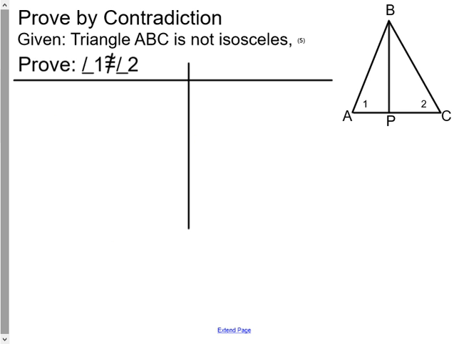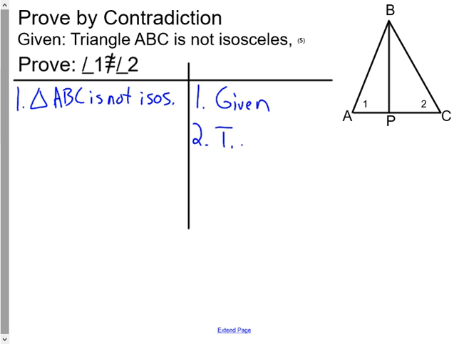Next, we've got a given: the triangle is not isosceles. Prove angle 1 not congruent to angle 2. So given triangle ABC is not isosceles, ISO with an S for short. And then we're going to temporarily assume, and here's that phrase that tells you it's a temporary assumption, that the proof is false. What does the proof being false look like? We take that not equal sign out of there. So angle 1 and 2 are congruent.